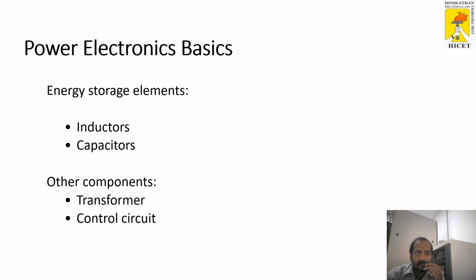This power electronics is used to change the characteristics of electrical power for switching into its particular application. For that purpose, we are using some energy storage elements such as inductors and capacitors, and moreover we prefer other components such as transformers and also a control circuit.